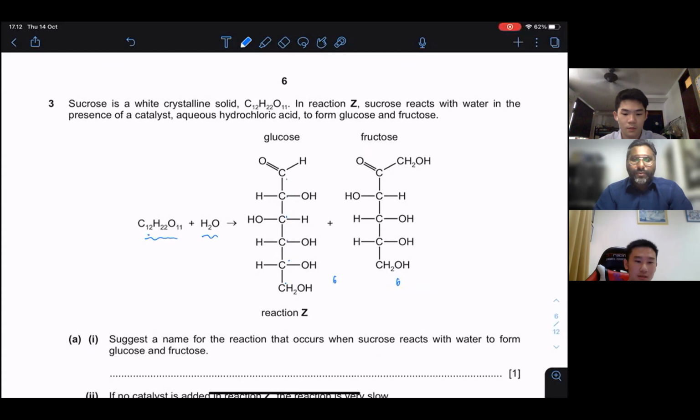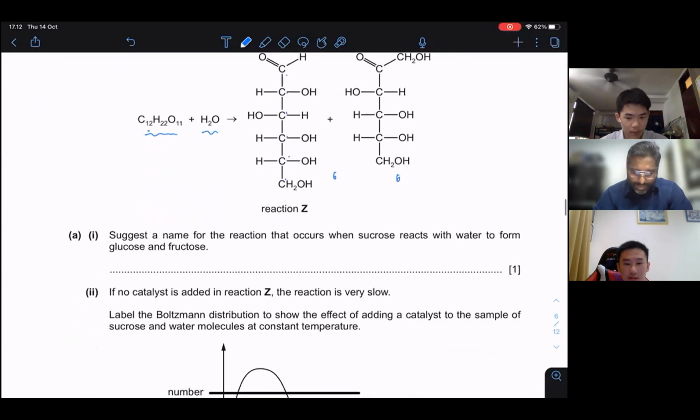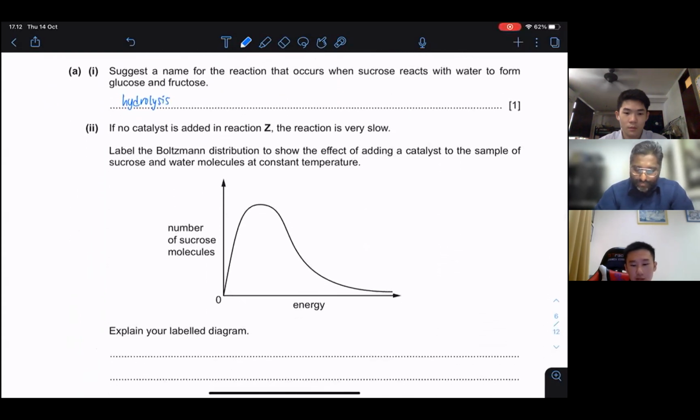So here, you see it's going to be this reaction. Suggest a name for this reaction. So the name for this reaction is going to be hydrolysis. To be exact, it's called acid hydrolysis. But it's okay, it's going to be a hydrolysis. Now, if no catalyst is added in reaction Z, the reaction is very slow.